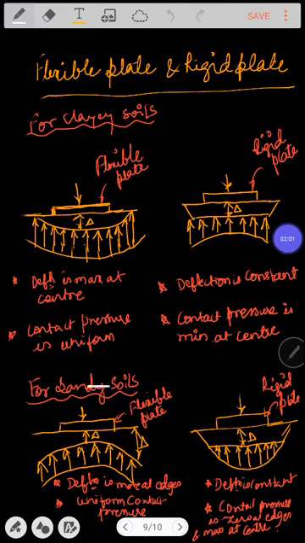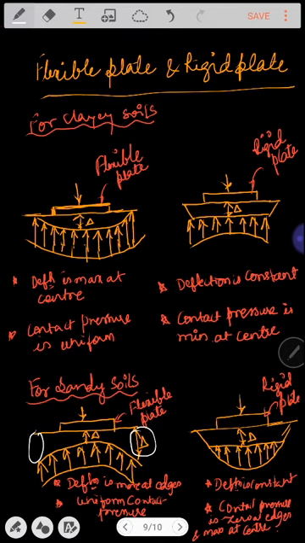And suppose let us consider sandy soils, where the same flexible plate and rigid plate are subjected to certain pressure. First of all, let us consider the flexible plate acting over the sandy soil. Due to the wheel load coming over the flexible plate on the sandy soil, the deflection is minimum at the center and maximum at the edges. This is the maximum deflection which you can expect to see at the edges, but throughout the sandy soil sample, the contact pressure remains uniform.